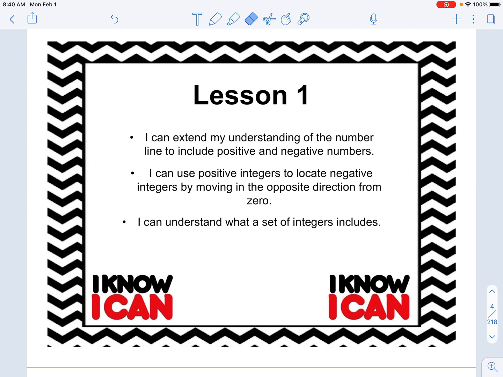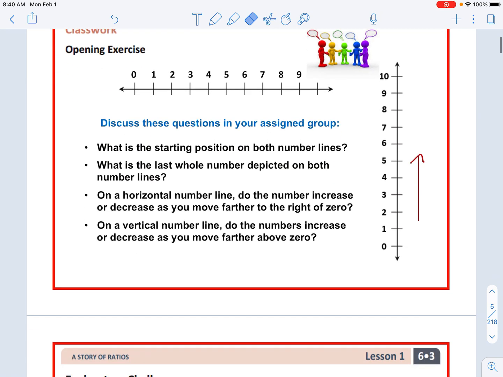And the objective is: I can extend my understanding of the number line to include positive and negative numbers. I can use positive integers to locate negative integers by moving in the opposite direction from 0. I can understand what a set of integers includes.